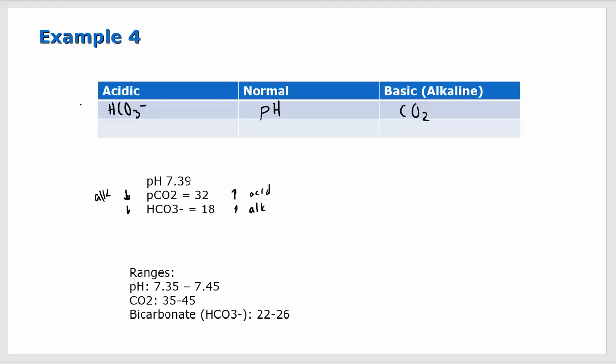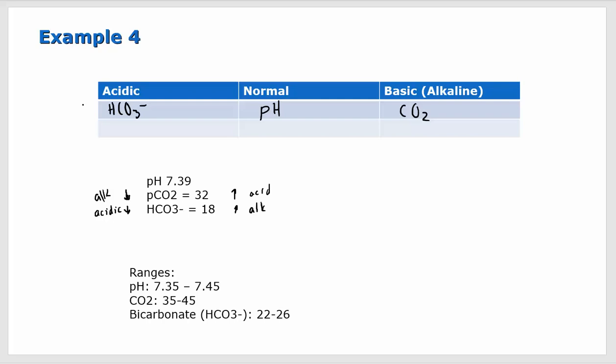And when carbon dioxide is low, it's alkaline. And when bicarb is low, that is acidic. Okay, so this is acidic. So we're less than 22. Bicarb is low, so it's on the acidic side.